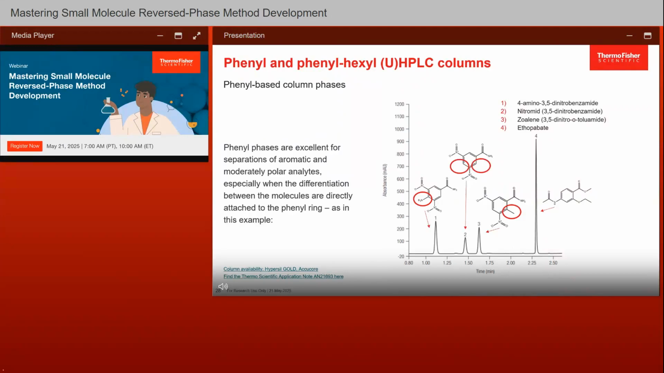Some aromatic molecules can be challenging to separate on a C18 column, so phenyl phases are excellent for separation of aromatic and moderately polar analytes, as we have different levels of selectivity. What's also interesting is the phenyl hexyl phase, and in this case we have a bimodal selectivity coming from the long chain C6 hydrocarbon and also the phenyl phase. Here we have a nice example where we're trying to separate derivatized dinitrobenzenides, and it can be observed that the three eluting compounds vary by an amine or a methyl group. We can draw on the benefit of the aromatic interactions, and we can achieve a good baseline separation between these three molecules.